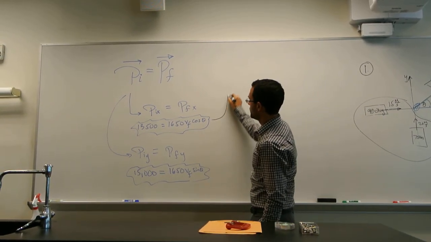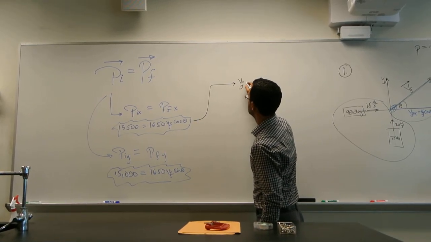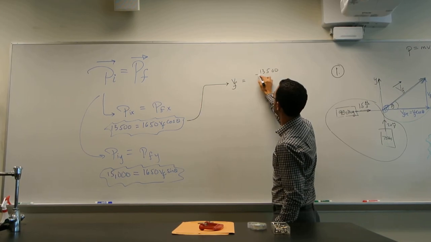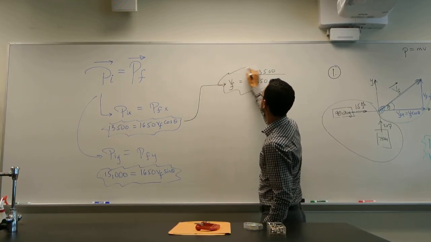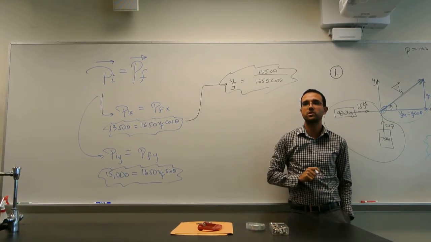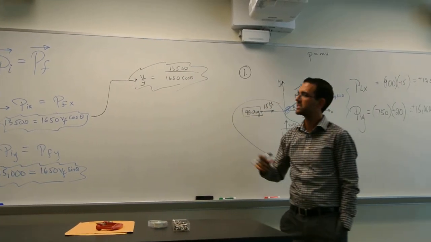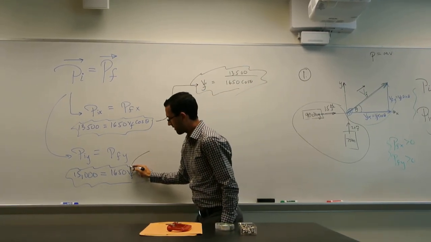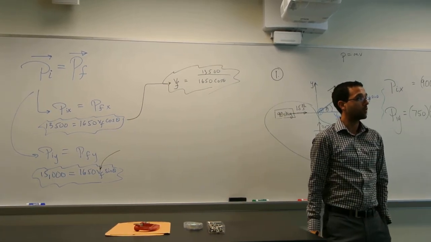So what you can do is take this equation and solve for VF in terms of theta. So I'm going to divide. I have 13,500 divided by 1650 times the cosine of theta. Does everybody see how I solve for VF in terms of theta? The reason for doing this is that now I can substitute this VF right in here so that I can eliminate VF from that equation.